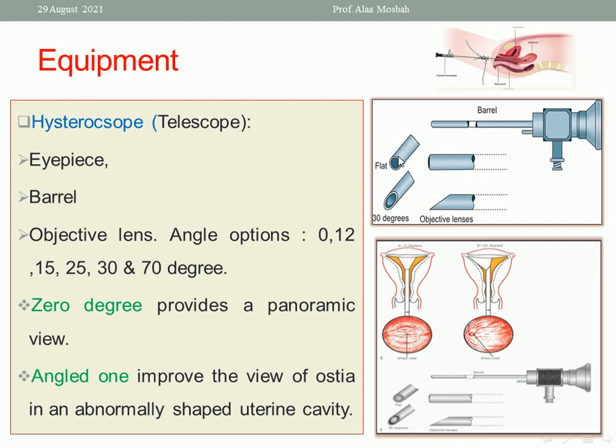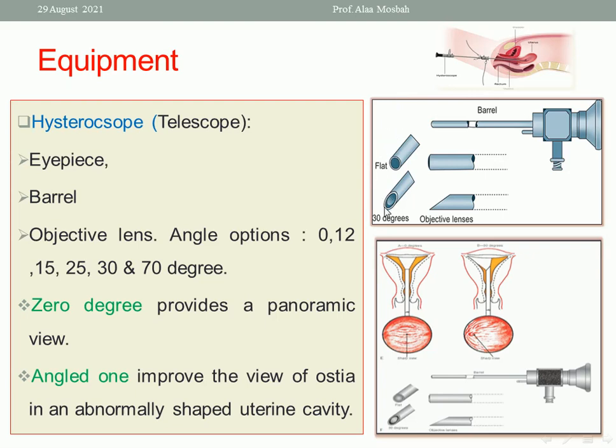The flat one, or 0, can let you see the panoramic view. Okay? And you can see the instrument inside the uterine cavity distant. Okay? This is the flat one. Also, you can see both tubal ostia because you have a panoramic view.